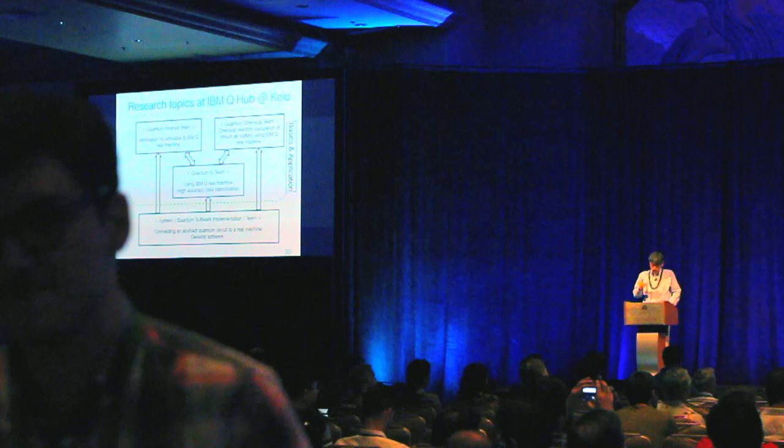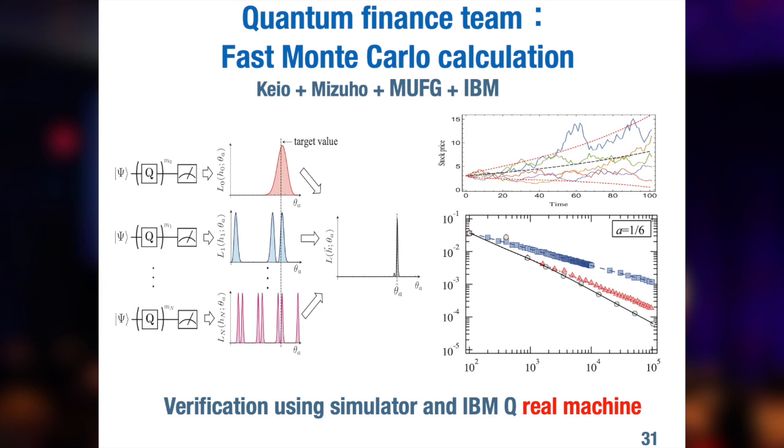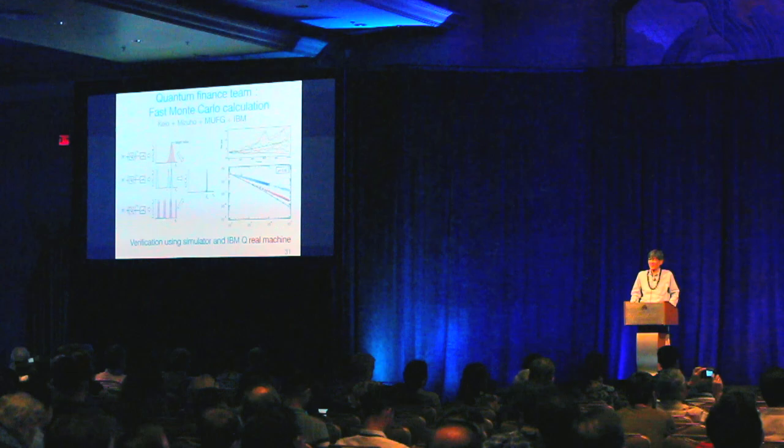So now I'm going to introduce our research. First one is the quantum finance team's fast Monte Carlo calculation. We came up with this idea of so-called amplitude estimation. Mizuho, Keio, MUFG, two banks, and IBM, we all published the same paper together. Two banks publishing the same paper together is something unheard of, at least in Japan. And basically, this is what we did.